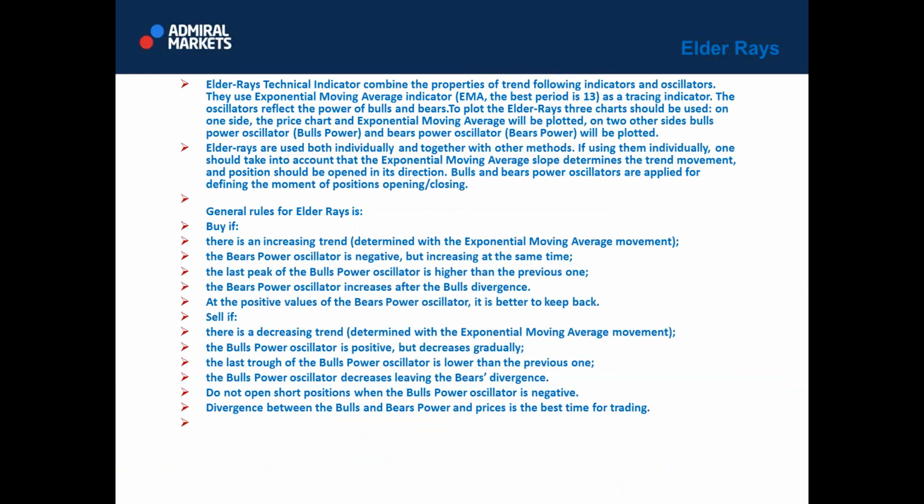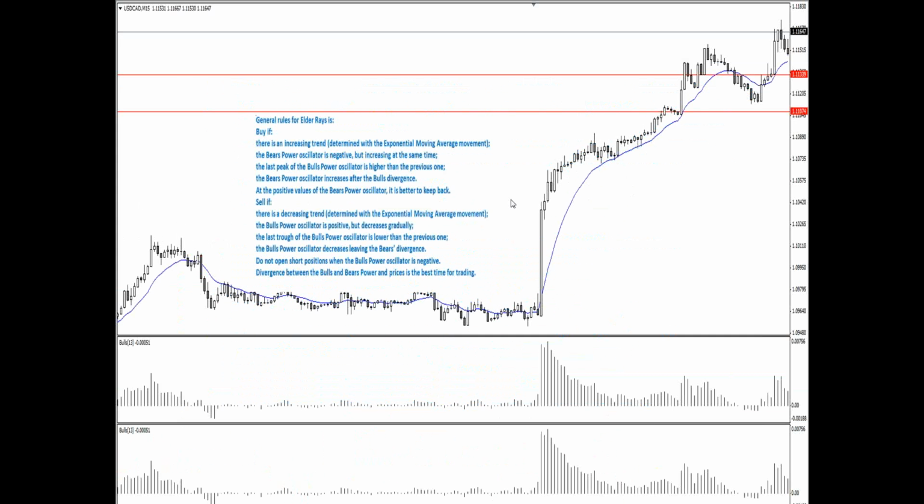Elder Rays are used both individually and together with other methods. If using them individually, one should take into account that the exponential moving average slope determines the trend movement, and positions should be opened in this direction. Bulls and Bears Power oscillators are applied for defining the moment of opening or closing positions.